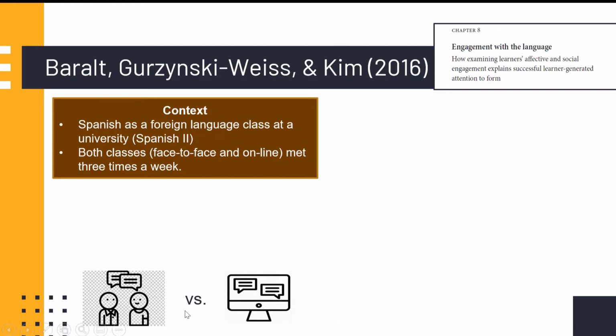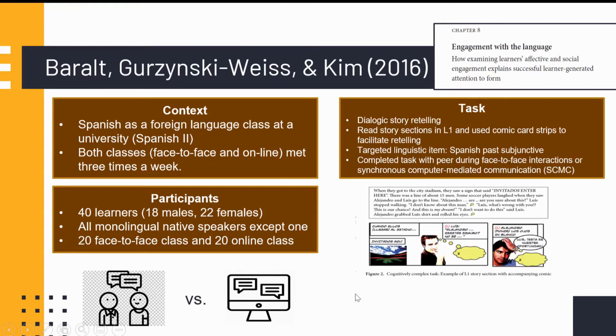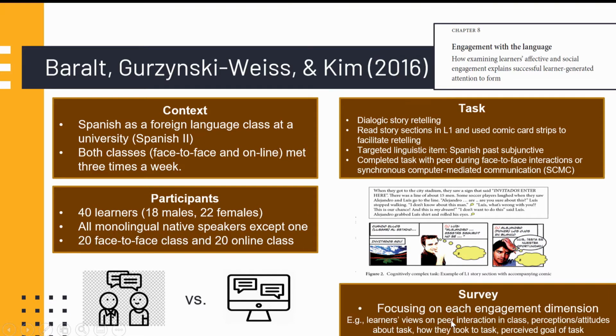Okay, so this was the case in this study as well. Participants included 40 learners. We had 20 face-to-face and 20 online students, and they completed dialogic story retelling. They were given these scenarios and a comic strip, and based on this, they had to retell the story. And in order to address both affective and social dimensions of engagement, we provided a survey and students answered the survey questions.